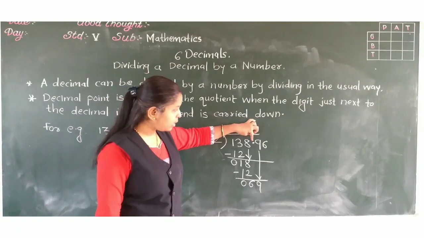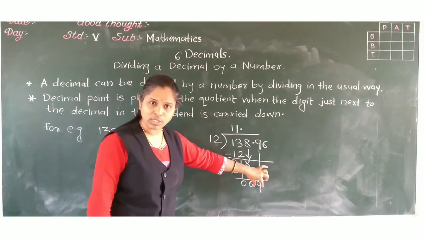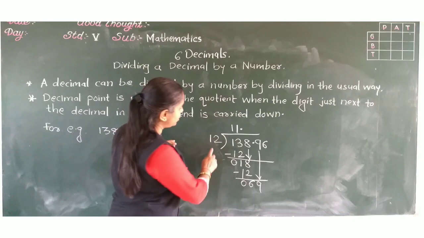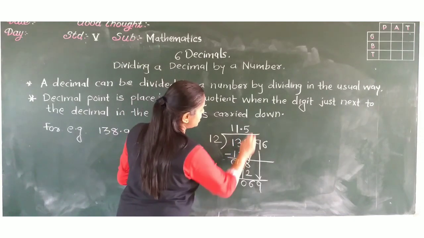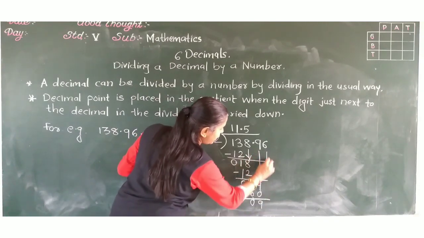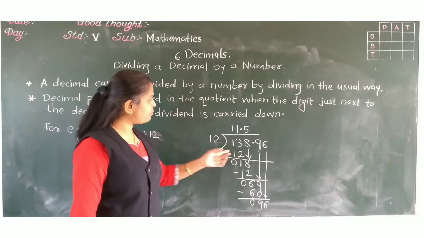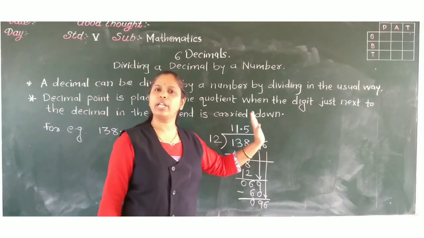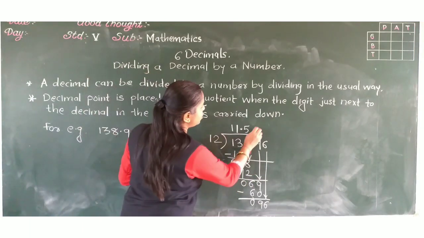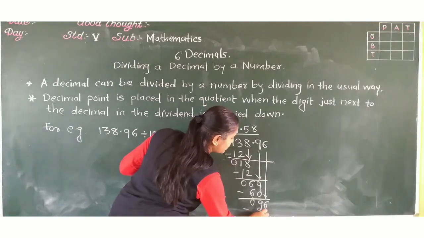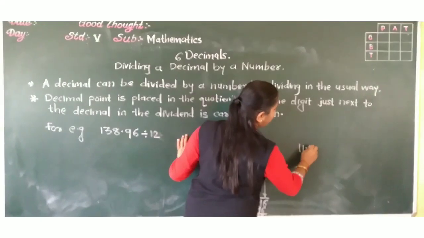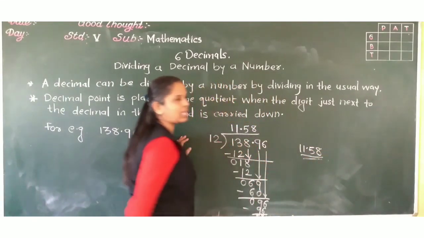As soon as you take the digit after the decimal down for division, immediately you have to put the decimal point. Got it? Now, 12 5s are 60. Then 9. Take 6 down. After that, once you put the decimal, then regularly how do we do? In the same way we have to carry out the division. Then here 12 8s are 96. Okay. So what is the answer? 11.58. This is the answer.